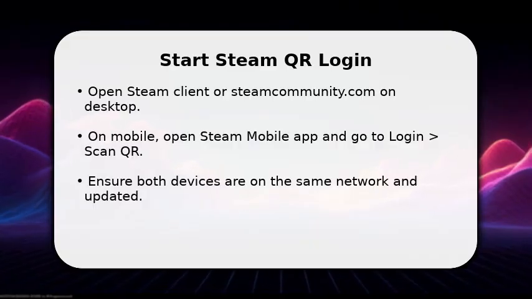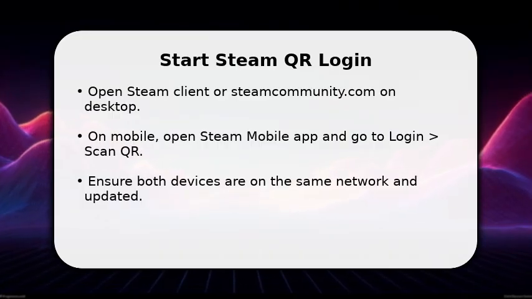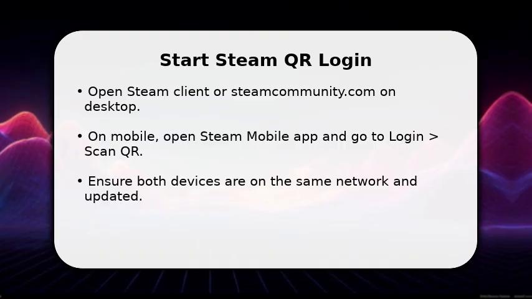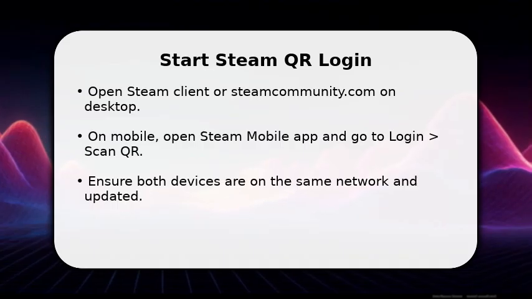You begin by opening Steam on your desktop and choosing the QR code login option. This is faster than typing passwords. On your phone, open the Steam mobile app and tap Login, then scan QR.